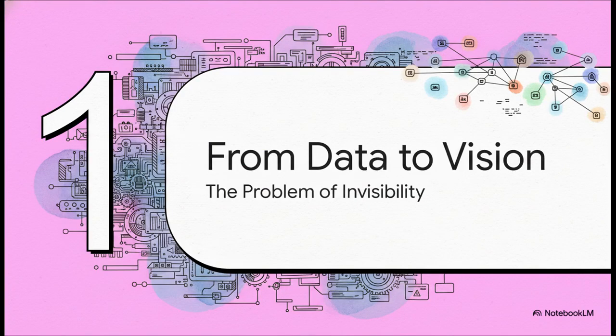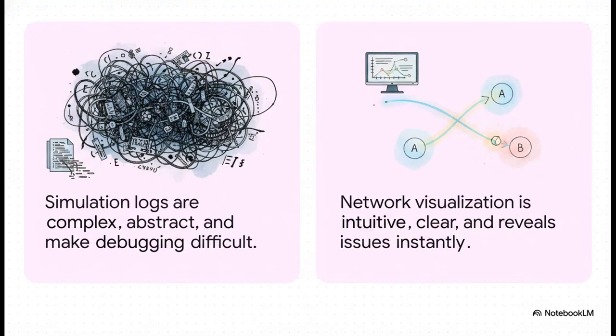The biggest problem with any simulation is that it's invisible. The engine is doing all this incredibly complex work under the hood, but we can't see any of it. It's kind of like trying to figure out what's happening in a play just by reading the script without ever seeing the stage. And this slide just nails the difference. On one side, you've got your standard simulation logs. They're dense, they're abstract, and let's be honest, debugging with them can be a total nightmare.